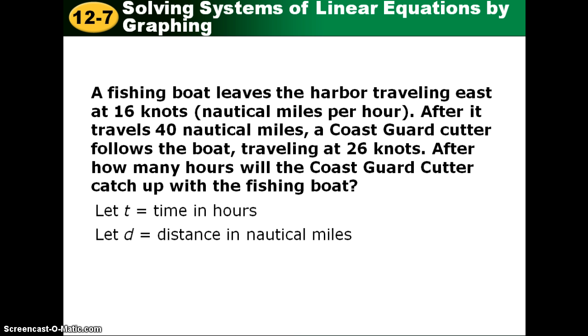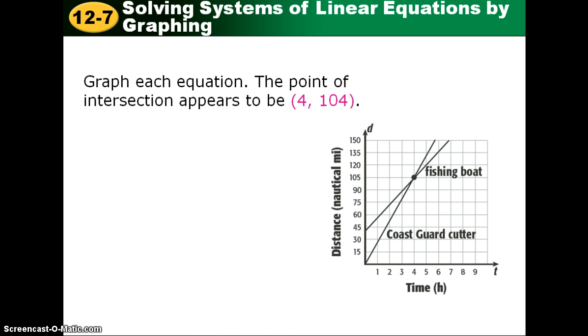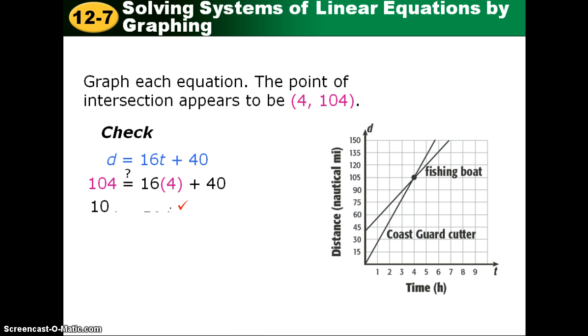Let t equal time in hours. Let d equal distance in nautical miles. Fishing boat distance would be d equals 16t plus 40. And the Coast Guard cutter distance, d equals 26t. We graph both of these, and we find out that the point (4, 104) is the point of intersection. To check our answer, we plug the numbers in, and it works in the first equation, and it works in the second equation.